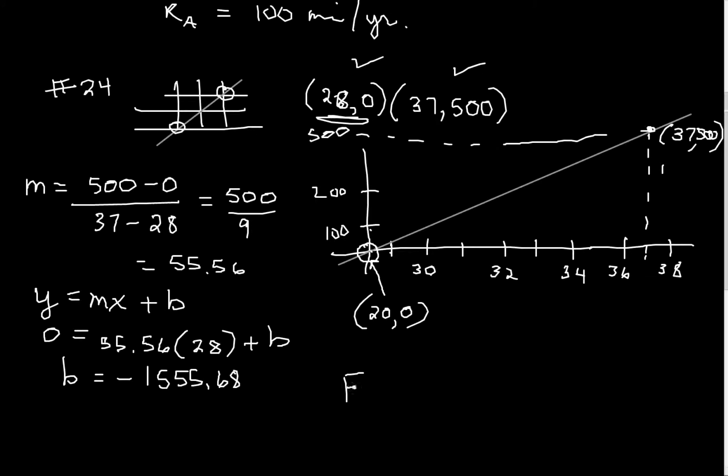And then you put it in the formula. You use f equals 55.56 d minus 1,555.68, where the y-axis is your f and your x-axis is your d. That's why you use your f and your d, because this stands for fleas. F stands for fleas and D stands for dogs.